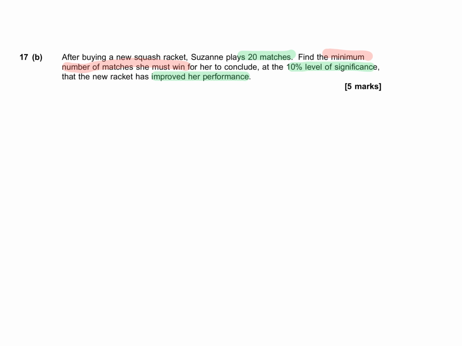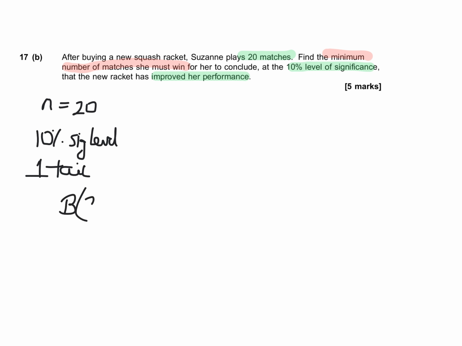So some of the changes: n is now 20 when it was 10 before. We've got a significance level of 10%. And because it talks specifically about an improvement in performance, this is now a one-tailed test. But we do still have to bear in mind that original 0.5 probability from before. So we're now looking at a binomial distribution where she's playing 20 matches, based on her previous average of winning 50% of her matches. So we've got a binomial distribution with n equals 20 and p equals 0.5.